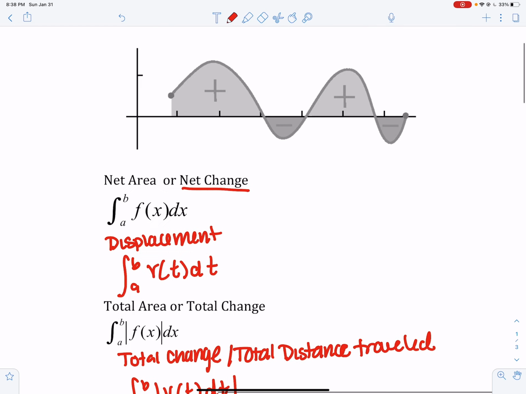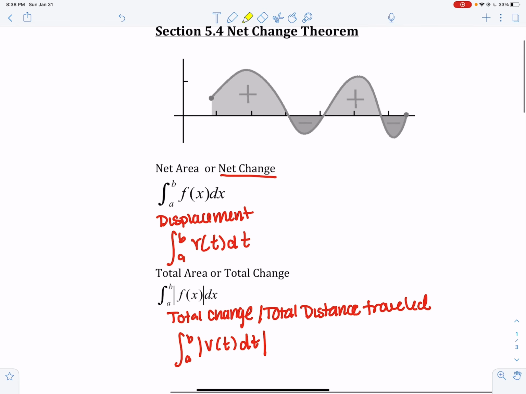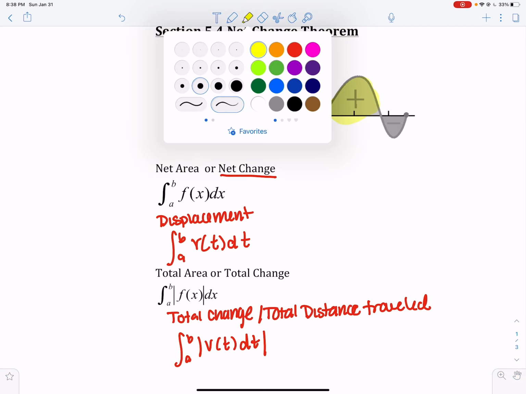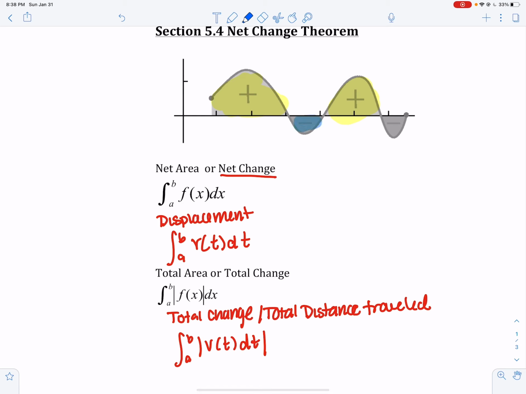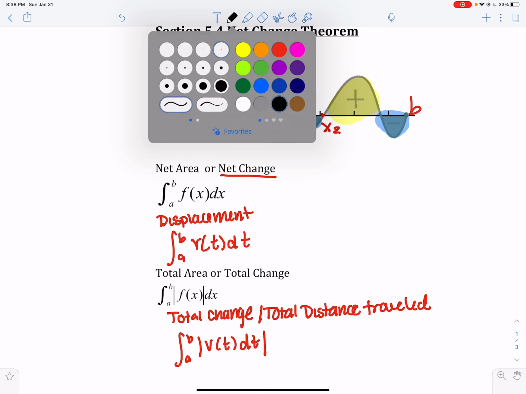Now, this picture here, I wanted to illustrate the point about net area. If your area is positive or negative, you would just add them up. So let's say this is a and this is b. We call this x1 and this x2. So it's important to know where the graph hits the x-axis. It's important to know the zeros, because both for displacement or total change, you're going to break up your area into a sum.